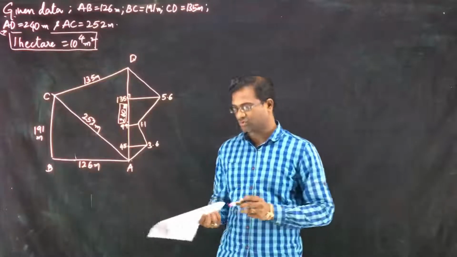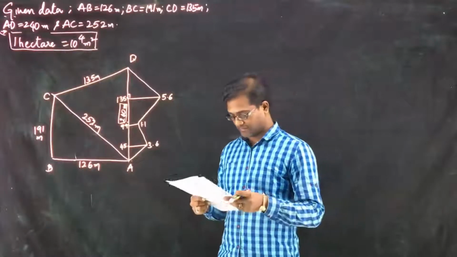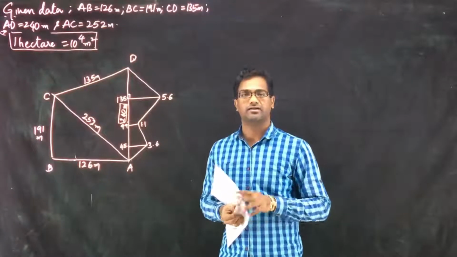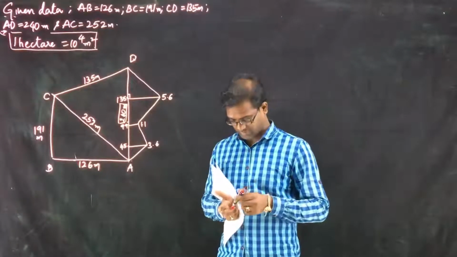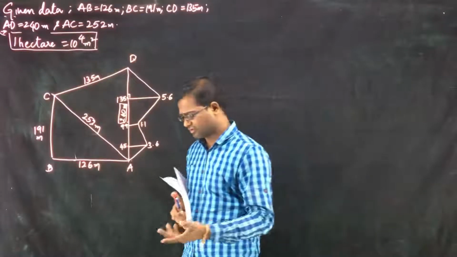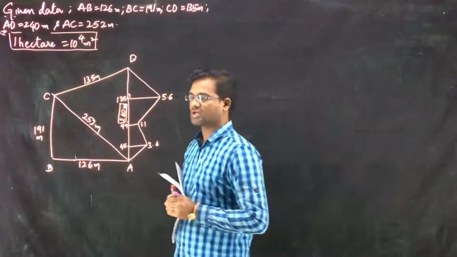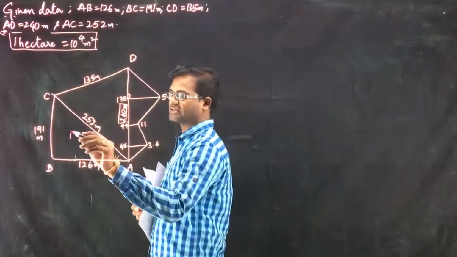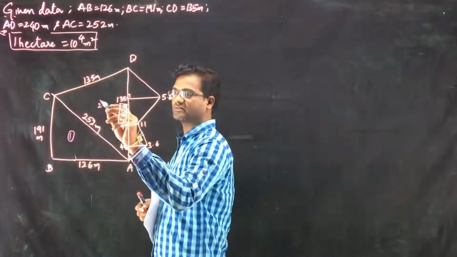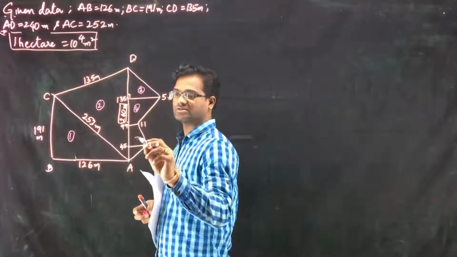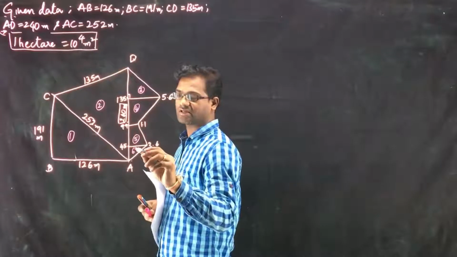Now all that you need to do is identify them, divide it into simple closed figures, and you just need to add them up, right? So let us say this is figure 1, this is figure 2, this is 3, this is 4, this is 5, and this is figure 6.